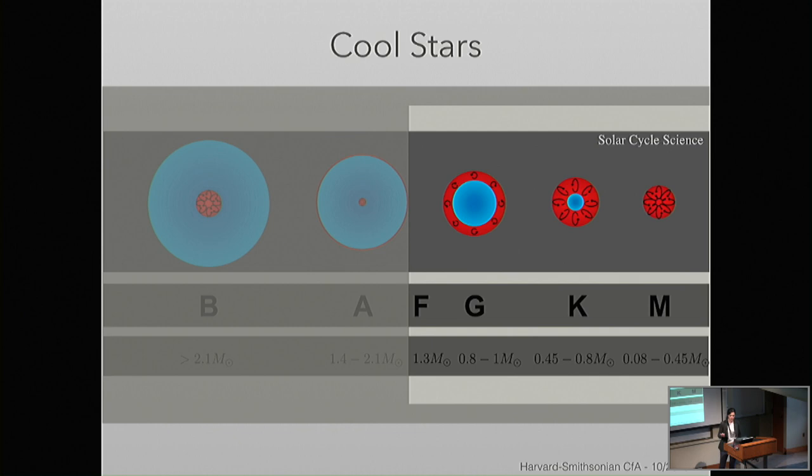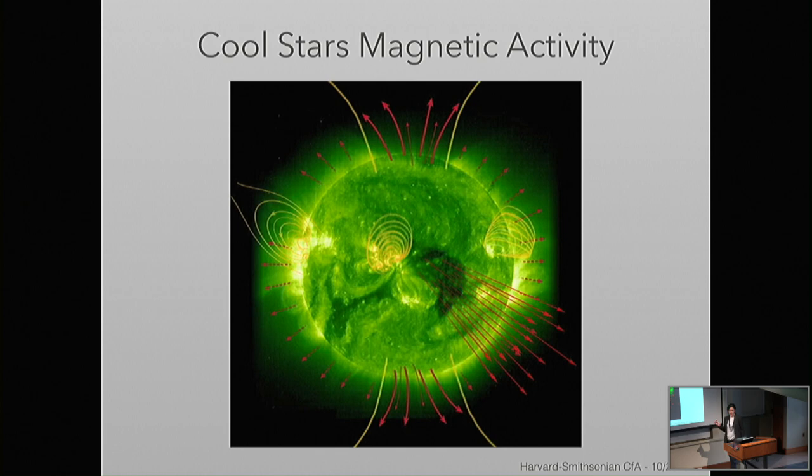So going back, these cool stars, because of that convective envelope, develop magnetic fields on the surface. And those magnetic fields impel magnetized winds. And that's how cool stars spin down. They lose angular momentum through these winds. That mechanism is called magnetic braking.